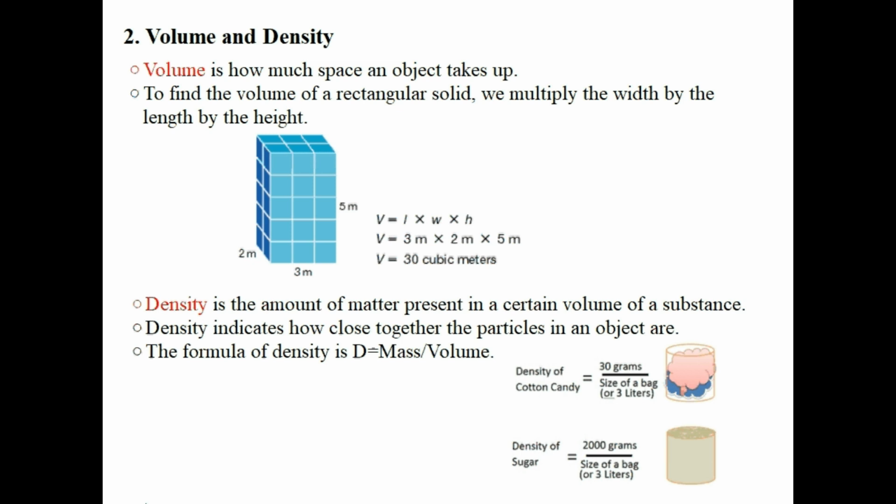If you look at the picture, we can see that we have two objects, cotton candy and sugar. We can notice that both objects take up the same amount of space. It means they have the same volume, which is 3 liters. The only difference is that the mass of cotton candy is 30 grams, less than the mass of sugar, which is 2000 grams. So the cotton candy has less matter in it than sugar. So the density of sugar is higher than the density of cotton candy.